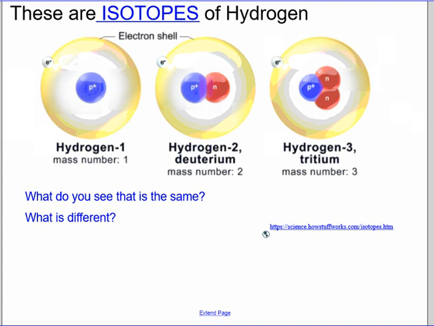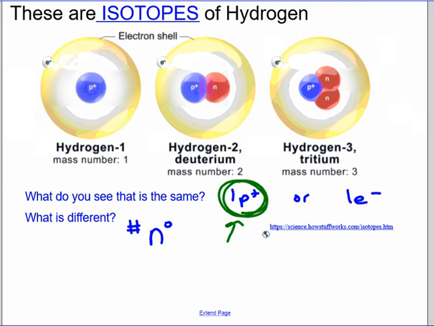These are three different isotopes of hydrogen. You'll notice that in all three images, there is exactly one proton and one electron. What's different in all three images is that the first one has 0 neutrons, the second has 1, and the third has 2. What is different is the number of neutrons. What we know about atoms is the one thing that can never ever change is the proton.